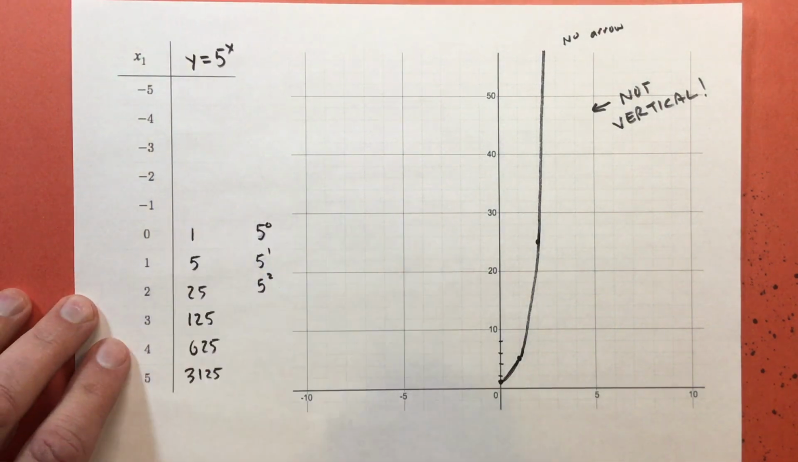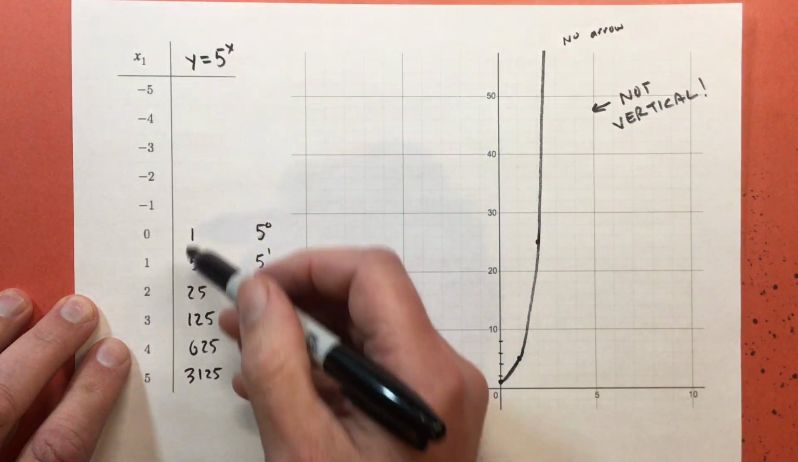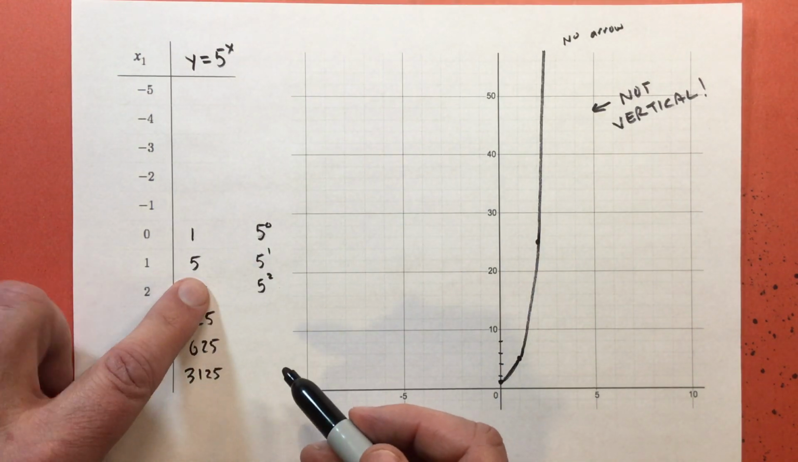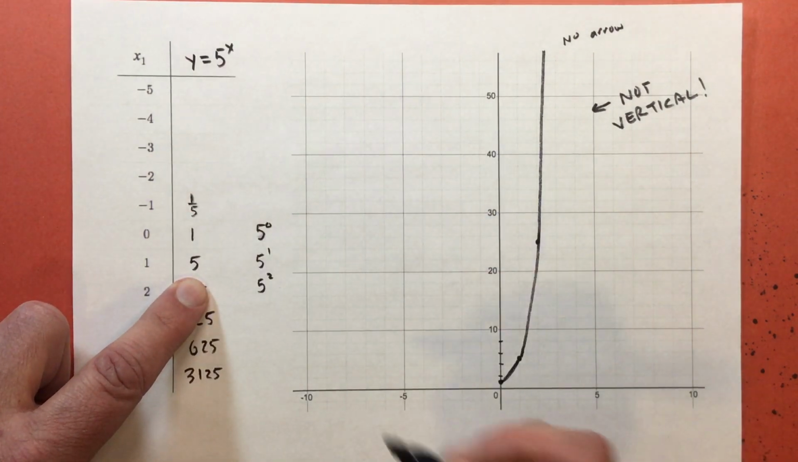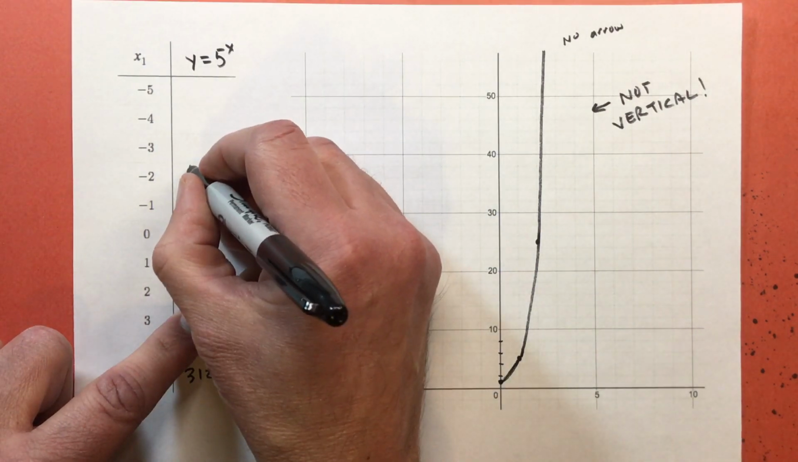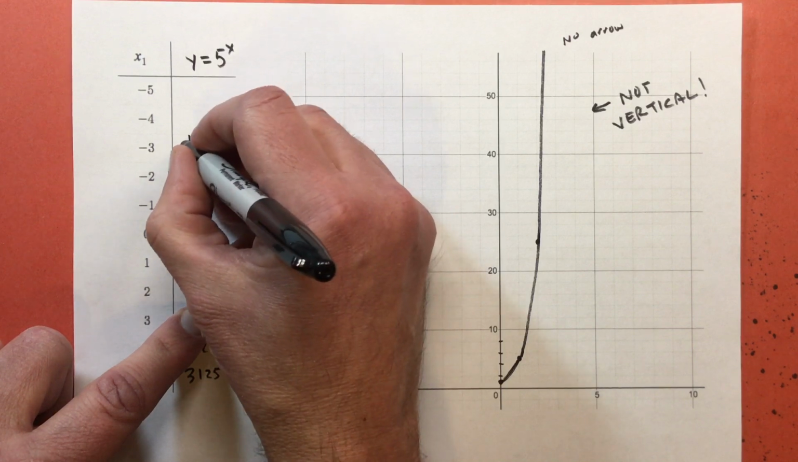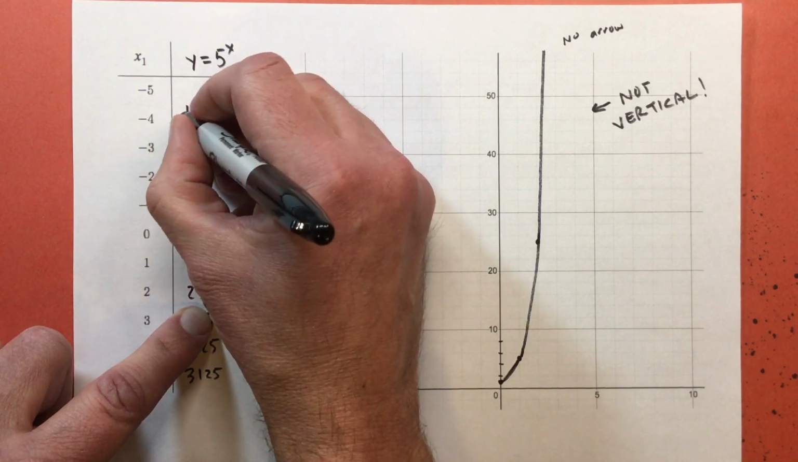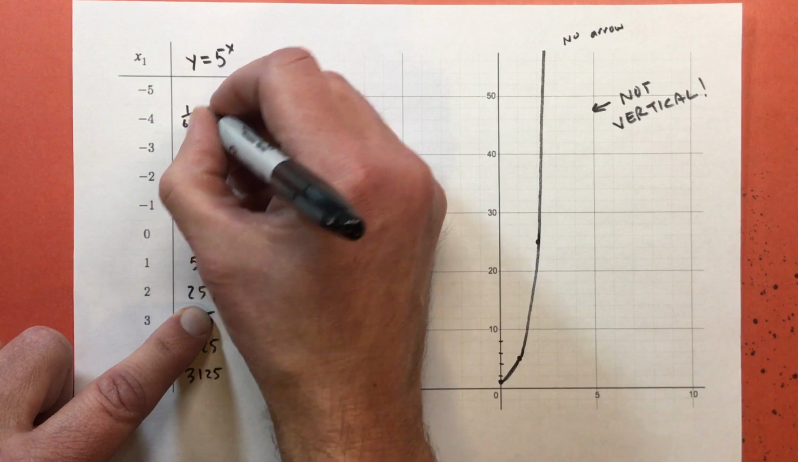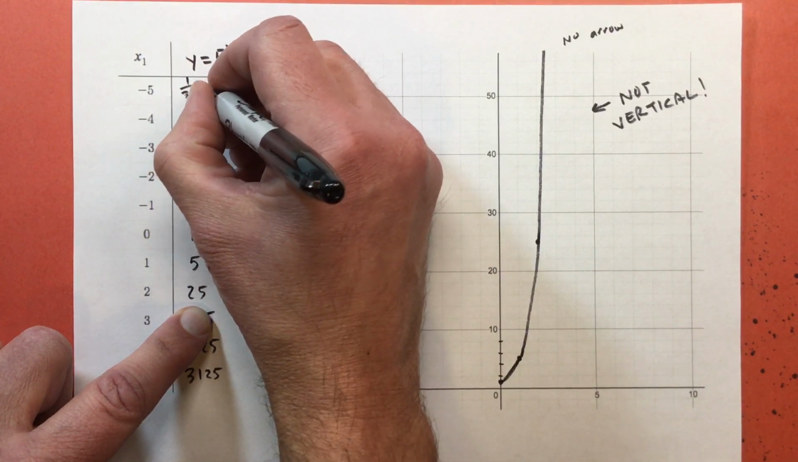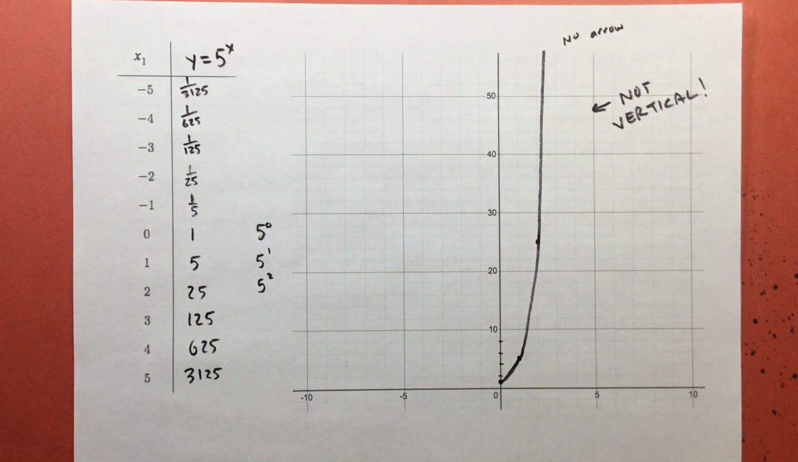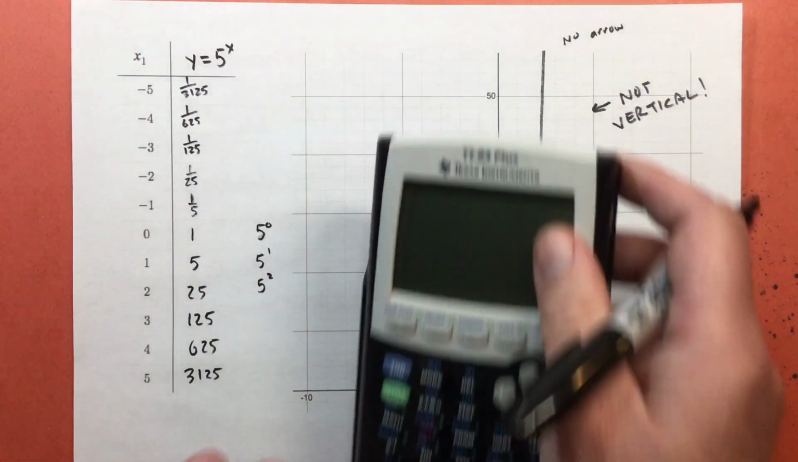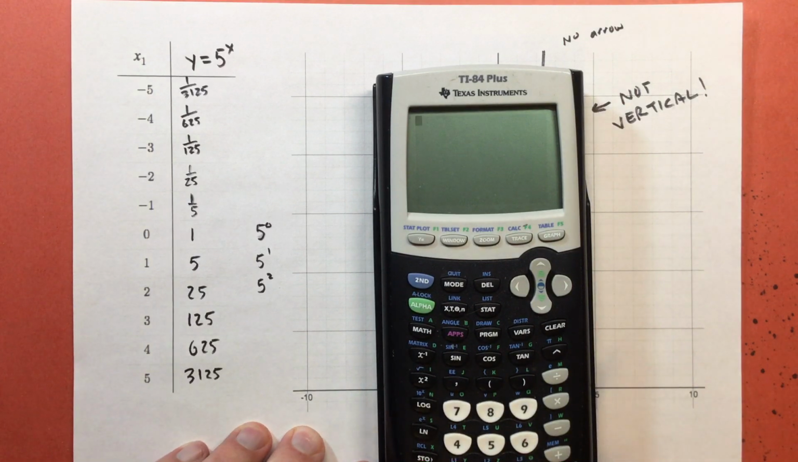Now what happens on the other side? These are the reciprocals of these numbers. So the reciprocal of 5 is 1 over 5. The reciprocal of 25 is 1 over 25. This is 1 over 125. Now, 1 over 3,125. Okay, I'm just going to grab my calculator just to show you what the decimal approximation of that is. 1 divided by 3125.